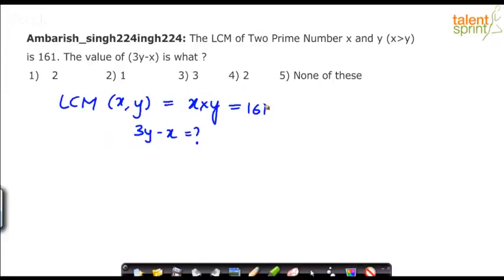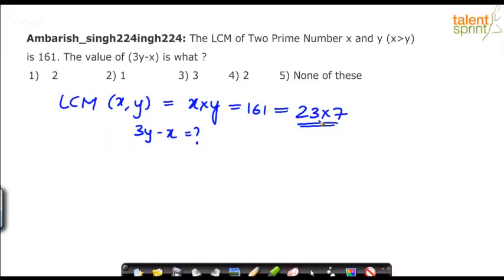7. Is it a product? No, it is not a product of 11. 13, 130 plus 31, no. Maybe 17, no. 19, no. 21 is not a prime, but 23, so 15, 46, yeah. So this is actually 23 into something. I can say 161 is 23 into 7. Both are prime numbers, 23 and 7, and the product will be 161.